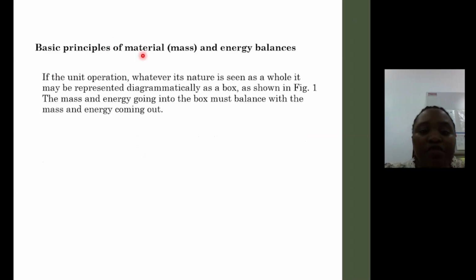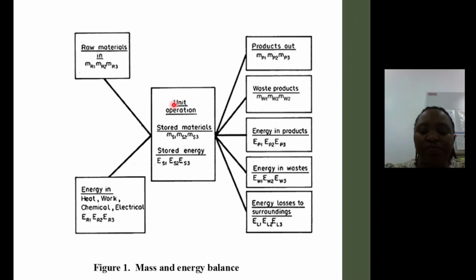So, the basic principles of material or mass and energy balances. If the unit operation, whatever its nature, is seen as a whole, it may be represented diagrammatically as a box, as I'll be showing you in figure 1. The mass and energy going into the box must balance with the mass and energy coming out. Otherwise, there will be issues of reduction in mass, loss of energy, and all that. This is what we call mass and energy balance.